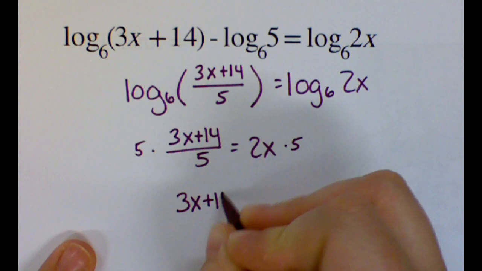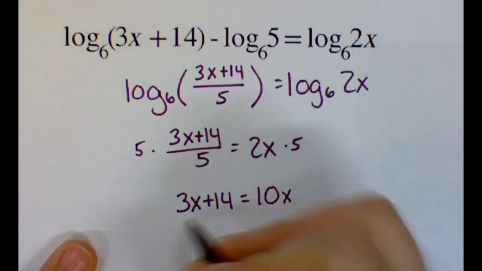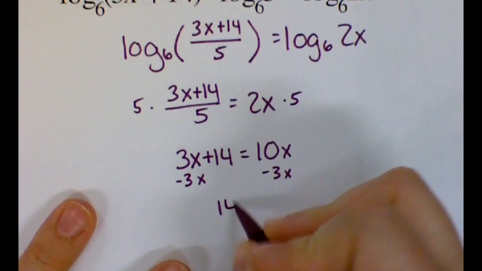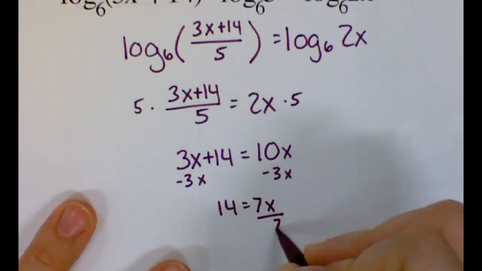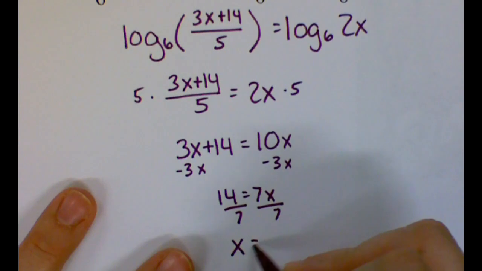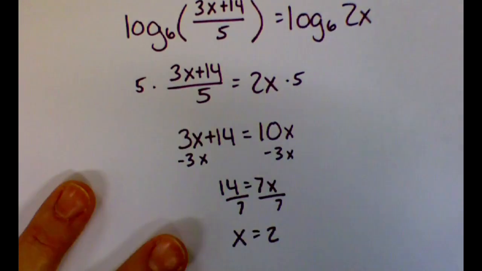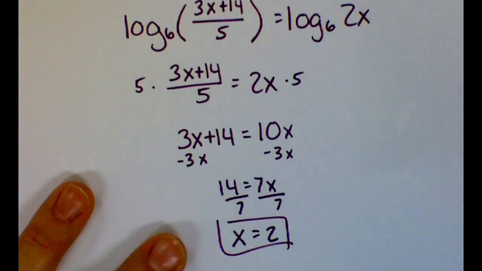3x plus 14 equals 10x. Subtract my 3x over. I will get 14 equals 7x. Divide by 7. X must equal 2. Double check that that won't give me a negative inside any logarithms. It doesn't. There's our answer.